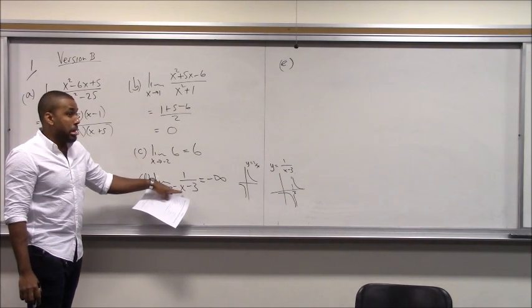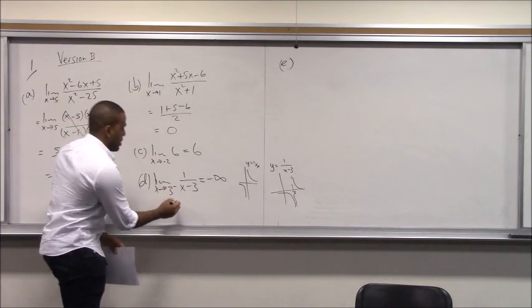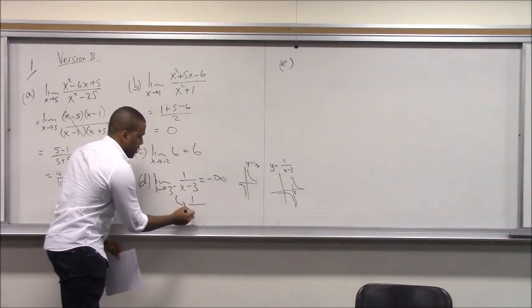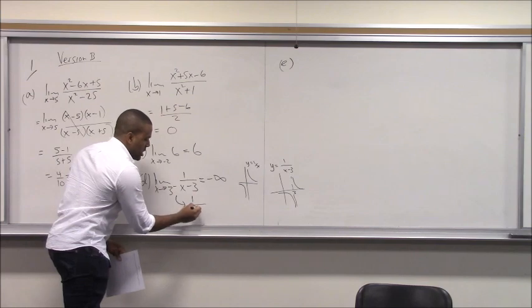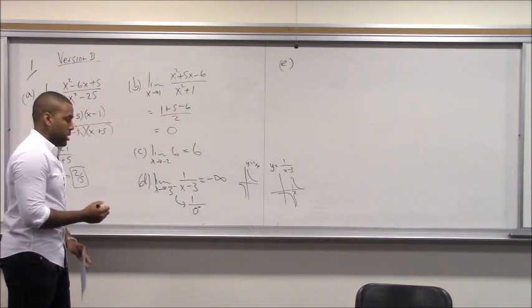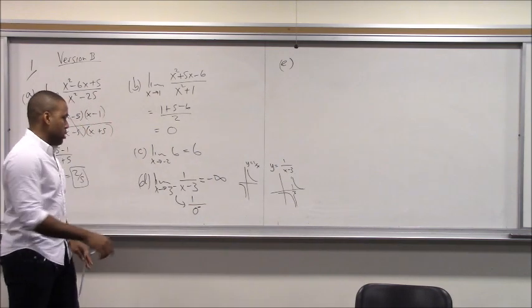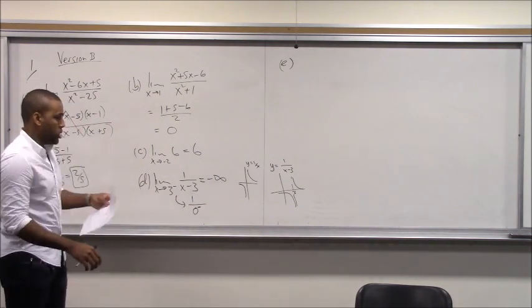You could also plug in a number very close to 3 but from the left, like 2.999. 2.999999 minus 3, you would get like 0 with a slight negative charge. So it's not 0, it's close to 0, but it's on the negative side. So you end up with a positive divided by a negative, and it shoots off to negative infinity.